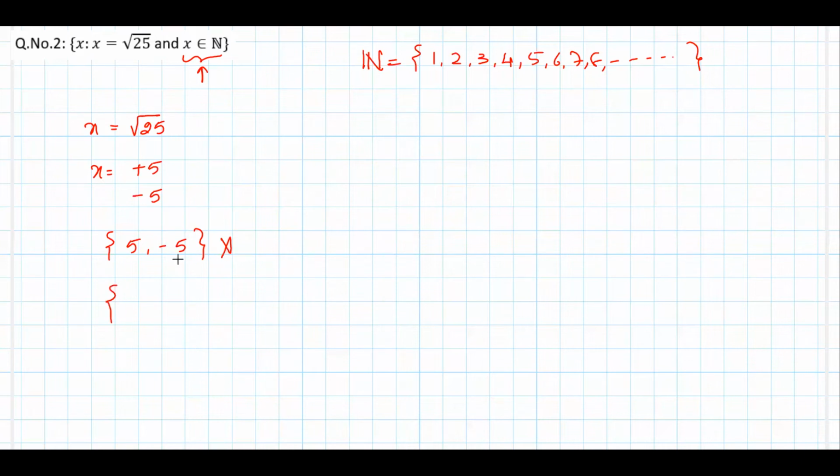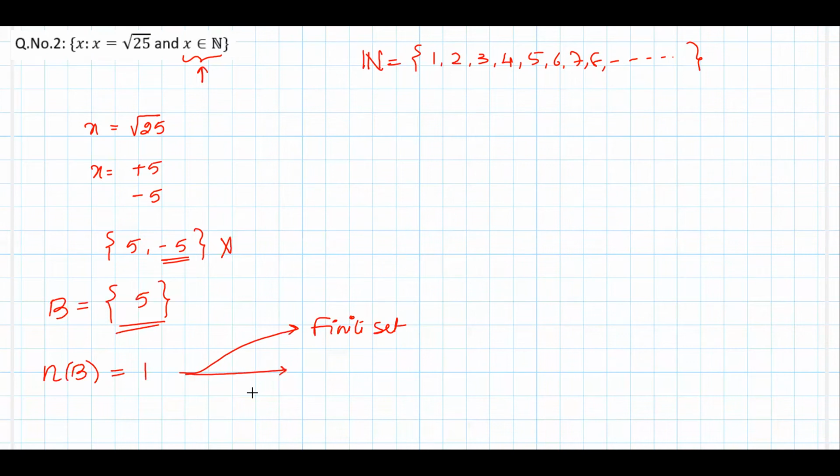So what we do is we avoid this minus. We just take only positive values. So 5 is the answer. So you can name this set B. So what is the cardinality? It is 1. So we could count the elements. We can say that it is a finite set. And moreover, the cardinality is 1. So we can even say that it is a singleton set. Good. That's it.